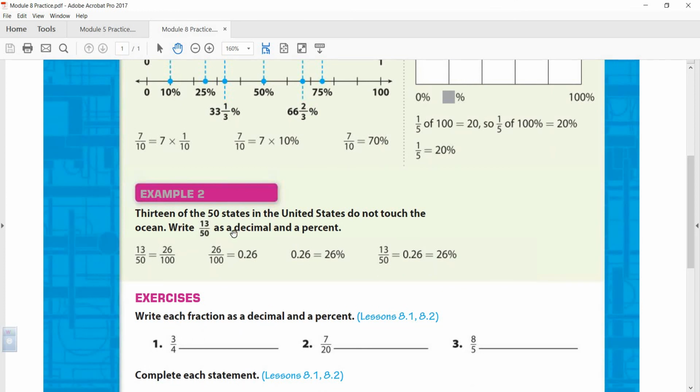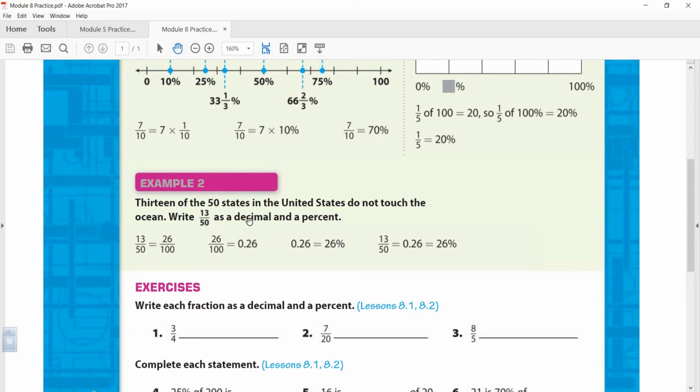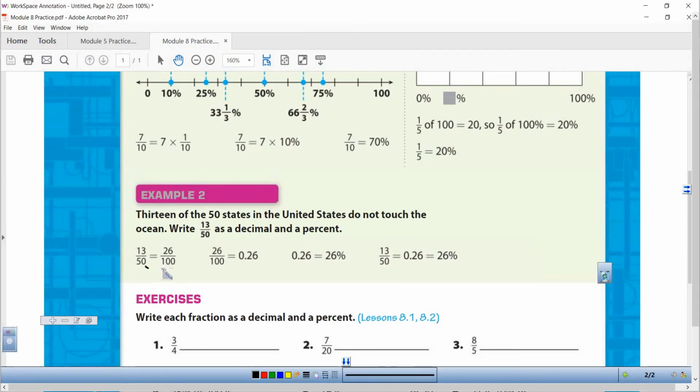Okay? All right, and then down here in example number 2, it says 13 of the 50 states do not touch the ocean. Write it as a decimal and as a percent. The method they used was getting the denominator to be 100 because percent is always out of 100, right? So 50 times 2 would give us 100. So 13 times 2 would give us 26, which is 26%. So 13 out of 50 is the same as 26 over 100. Anything over 100 is a percent, so that would be 26%.